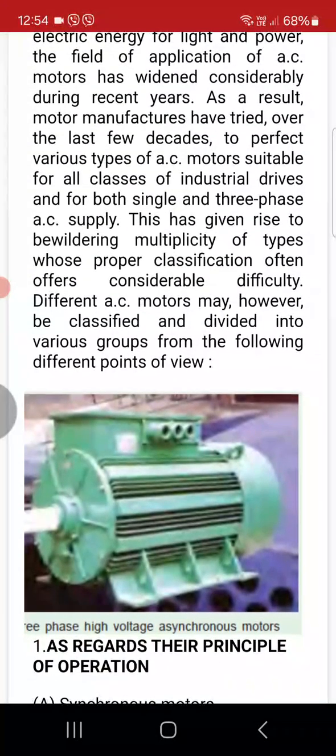This has given rise to a bewildering multiplicity of types whose proper classification often offers considerable difficulty. Different AC motors may, however, be classified and divided into various groups from the following different points of view.